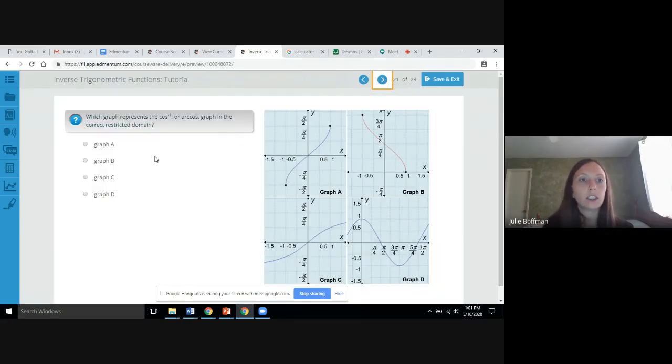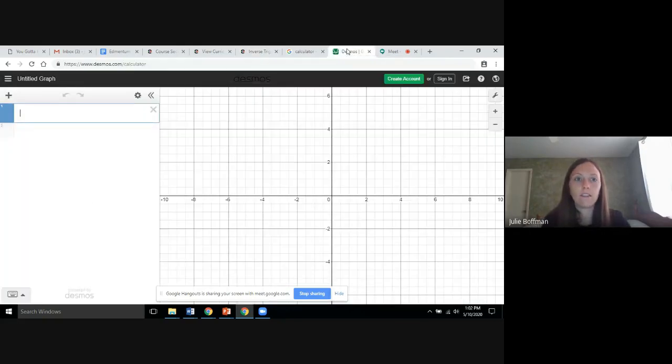So here's a question. It says, which of these graphs represent the inverse cosine or arc cosine, because those are the same, with its restricted domain? So if you just remembered it from the slide, you could pick it. But if you forget about a graph, you can always go to desmos.com and click Start Graphing, and I could graph this. Oh, wait, why don't I see it?